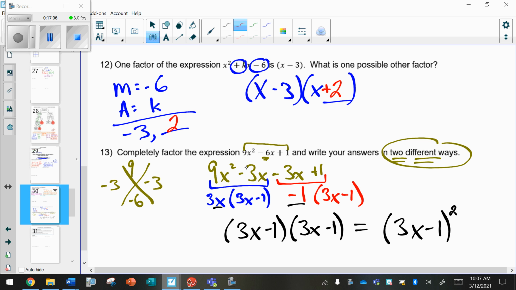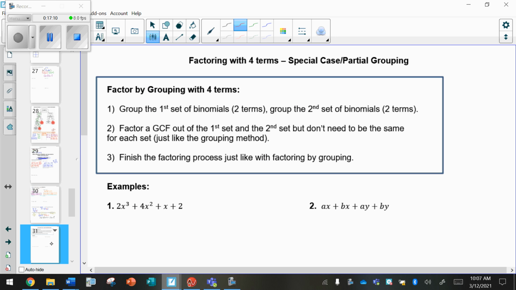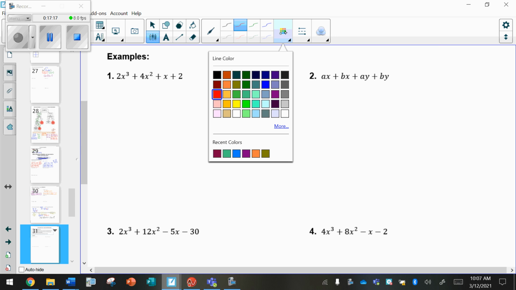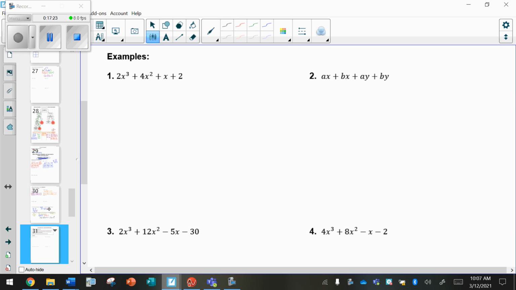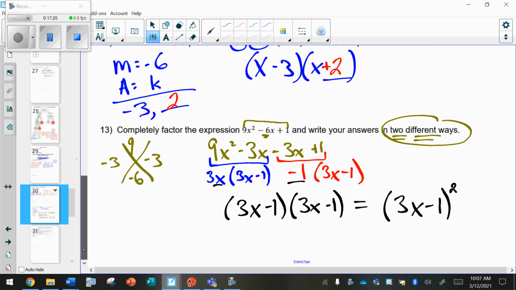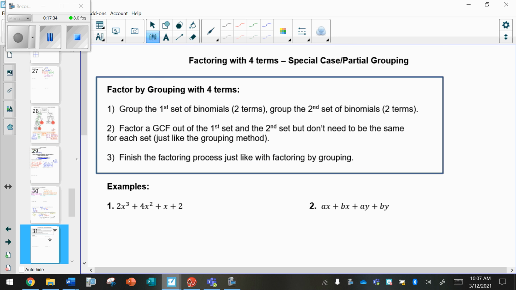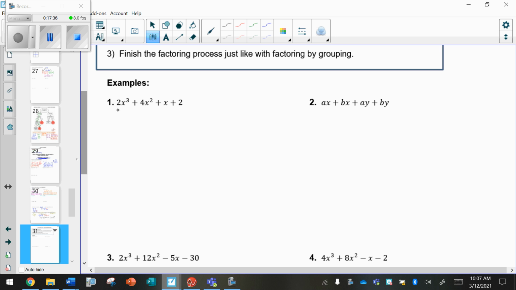The last type of possible factoring that you could see is if you have four terms. Now, don't let this freak you out. Don't get panicked. Take a deep breath because this is actually very easy. It's actually what we've already done. With the problem that we just finished, once we had the 9x squared minus 3x plus 1, we had four terms. We grouped and GCF'd. That's what you're going to do here.